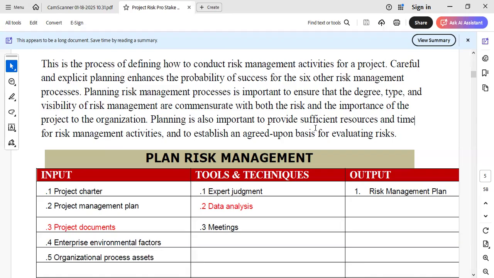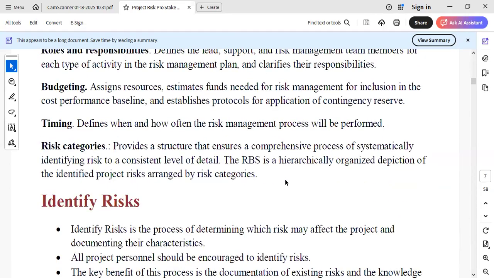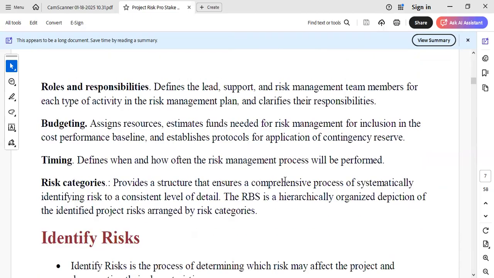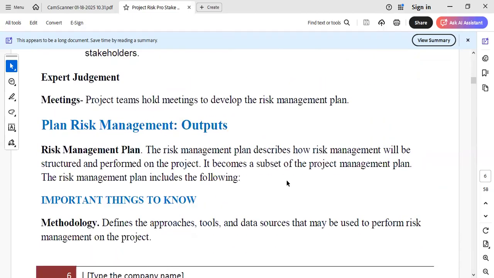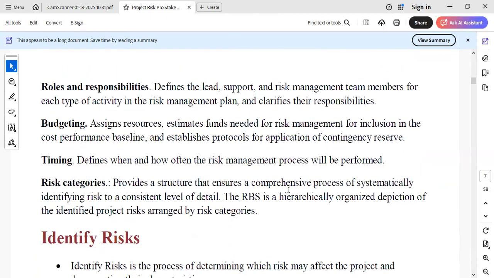So I haven't done this. Let's quickly move down to some new terminologies that I think we should be learning about. In the risk management plan, we may want to look at the risk methodology. We want to look at the roles and responsibilities. Like I said, who's going to do what?